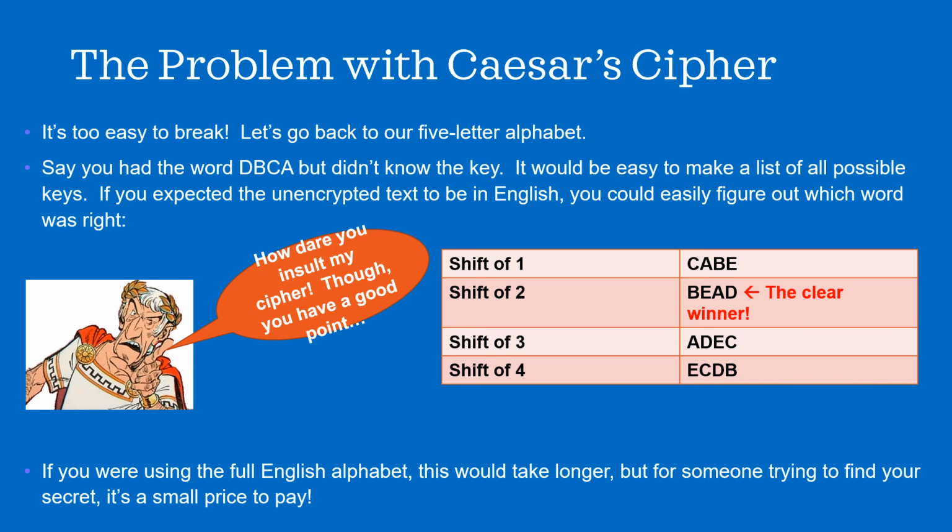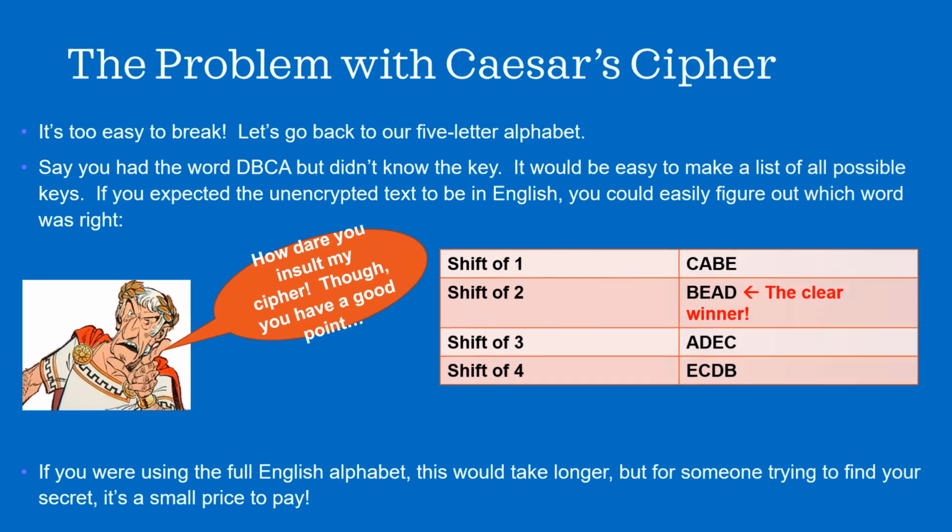There is a problem with the Caesar cipher. It's too easy to break. Suppose we have a 5-letter alphabet. Now let us assume that the word is DBCA. Then we can see all possible shifts.